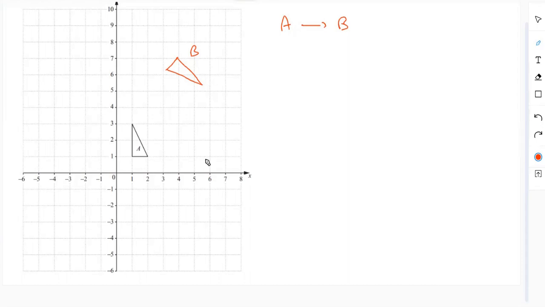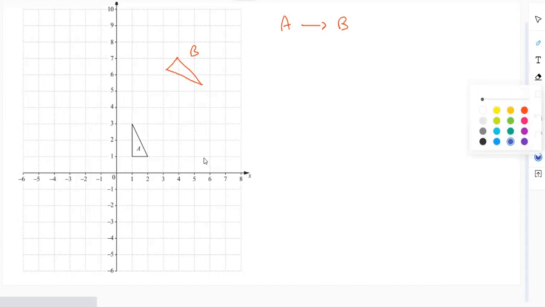Now look, in this type of problem, the first thing you're going to do is find the center of rotation. The method to find the center of rotation is the same. What you have to do is draw perpendicular bisectors of corresponding points.